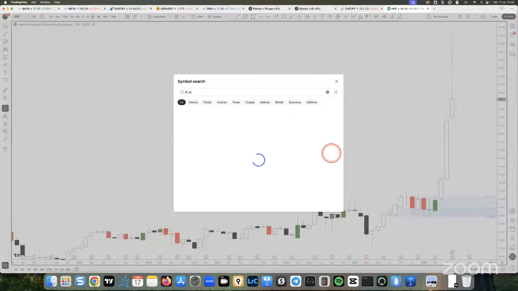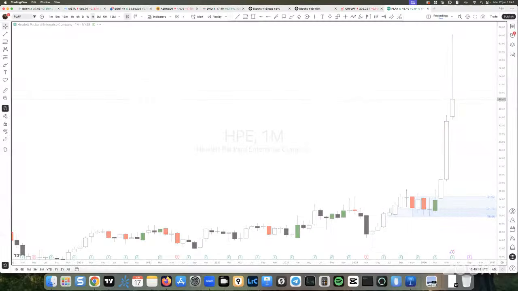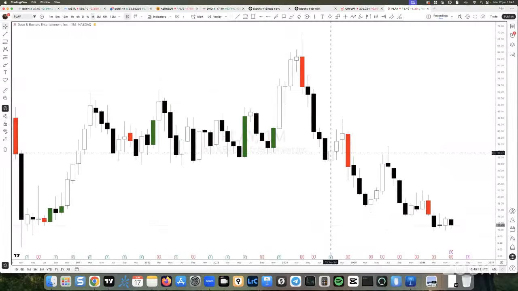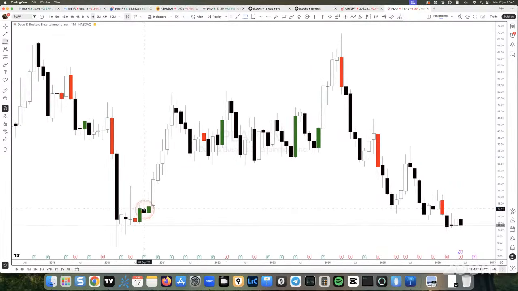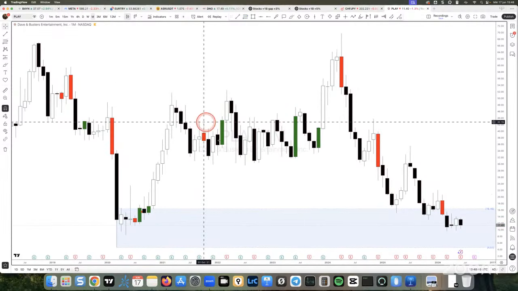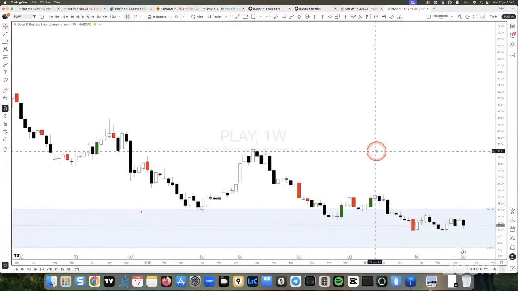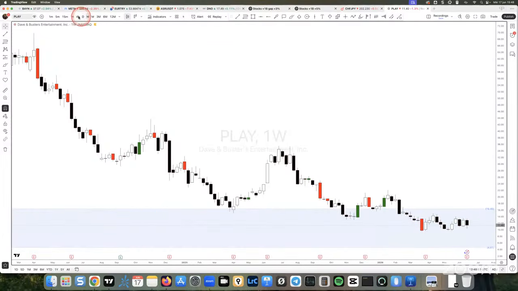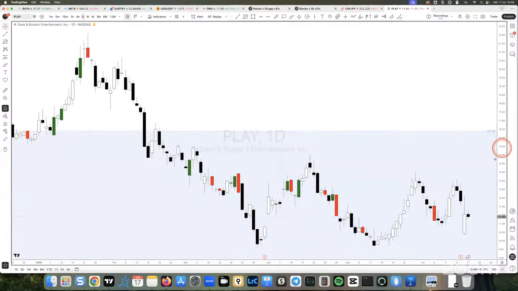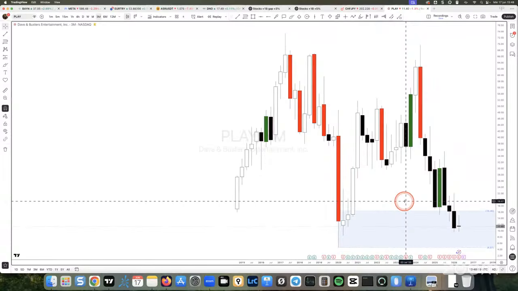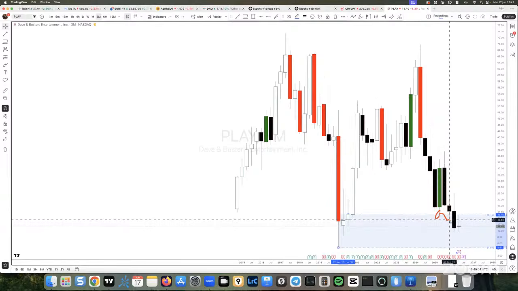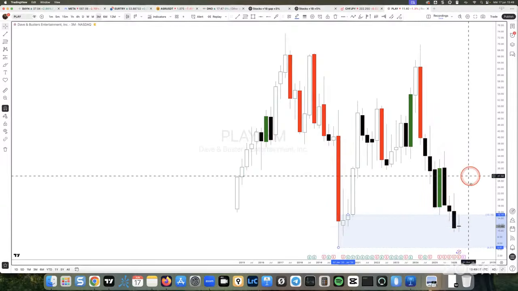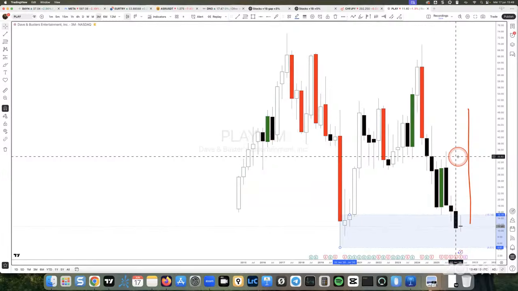So let me take a look at PLAY before I continue. This one is Dave & Buster's Entertainment on the monthly time frame. We've got a demand level on the monthly that has been tested several times. On the weekly time frame, we've got nothing. On the daily time frame, we've got new lows. So for now, doing nothing on this one. We've got a 3-month demand level there, but it was tested and now there's a new low. There is no sign that PLAY will do this anytime soon. So we have to wait.